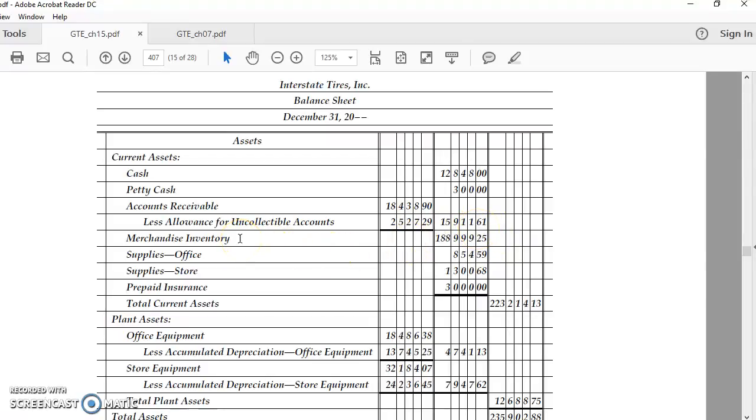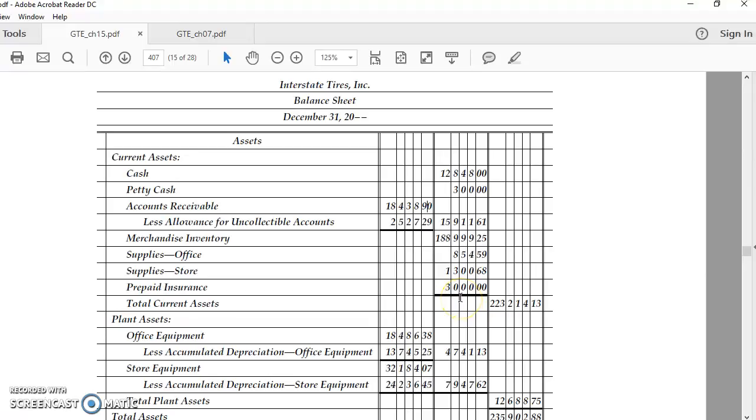Then we're going to list our merchandise inventory. Merchandise inventory is usually one of our largest assets, aside from the building in which our business is dwelling. And we're going to list that merchandise inventory in the second column. Then your supplies office, supplies store, prepaid insurance, and our mathematical line here indicates that we are ready to do some math.